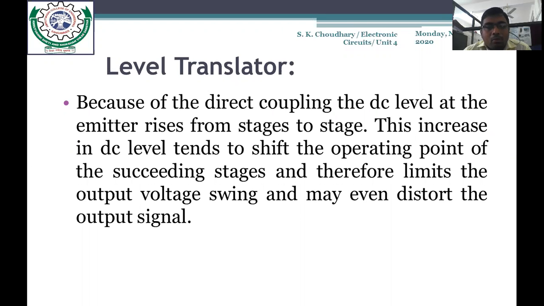If we talk about the level translator, because of direct coupling, the DC level at the emitter rises from stage to stage. We are moving from one stage to the second stage using the same differential amplifier configurations, and because of the direct coupling, the DC level at the emitter terminal rises from one stage to the second stage to the third stage, and this increases the DC level.